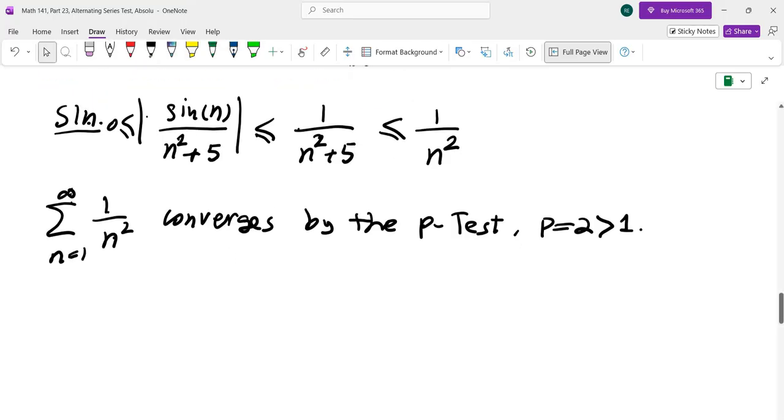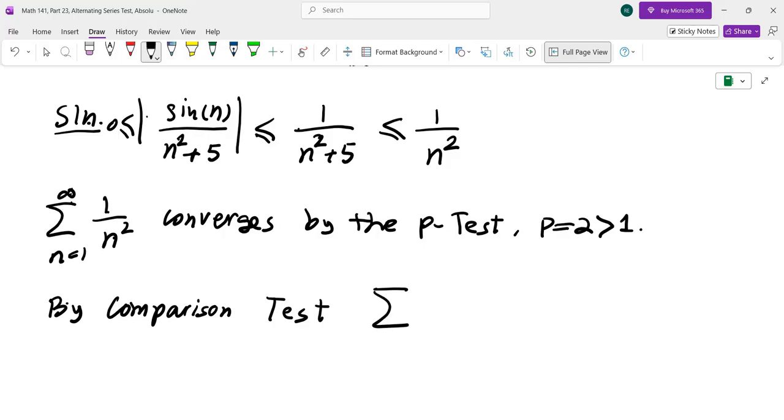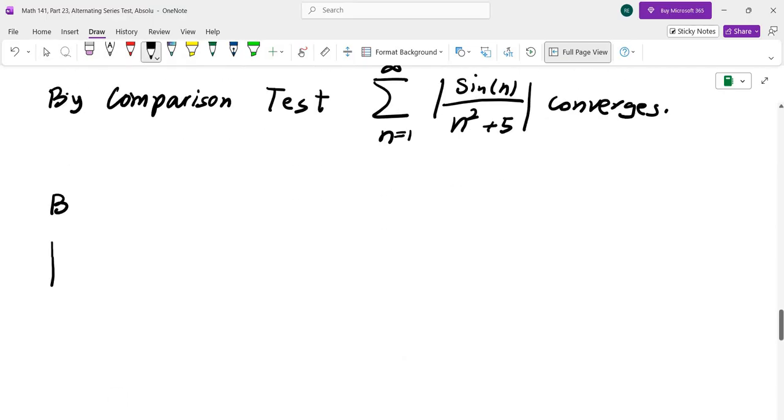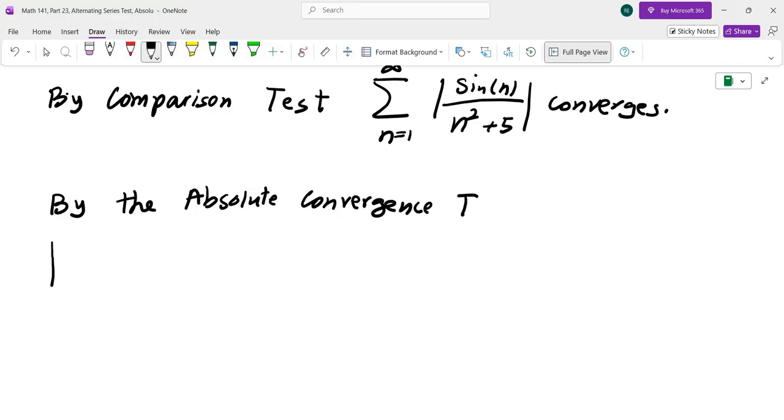So that's one thing. Now, by the comparison test, I can say that the sum of the absolute value of sine of n over n squared plus 5 converges. And because this converges, I can drop the absolute value and say by the absolute convergence test, the series would converge. The sum of sine of n over n squared plus 5 also converges.